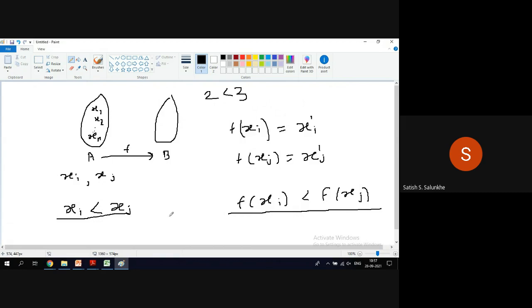And what about a decreasing function? When, for xi less than xj, we get f of xi greater than f of xj, that means it is a decreasing function. What does decreasing function mean? Let me just show you.